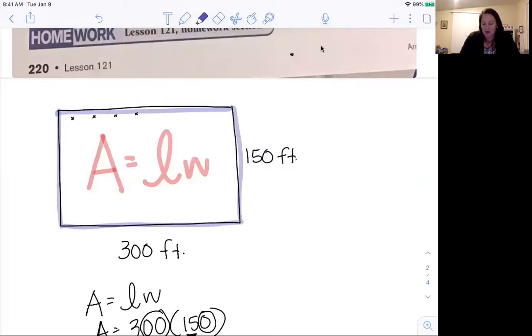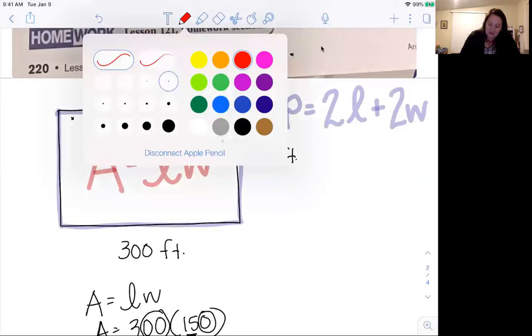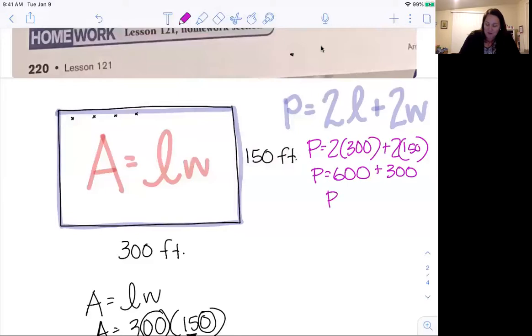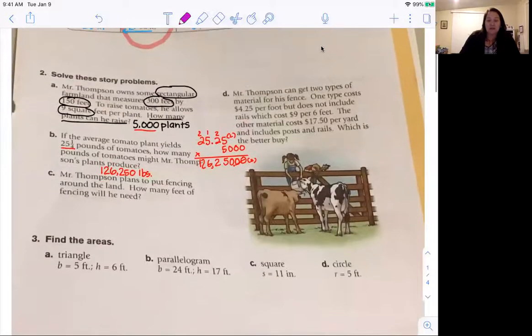It is called perimeter. So perimeter for a rectangle is 2L, good, say it with me, plus 2W. Let's figure it out. I'll use a different color. Perimeter equals 2L plus 2W. Perimeter equals 2 times 300, because that's our length, plus 2 times 150, because that's our width. 2 times 300 is 600, and 2 times 150 is 300. Perimeter equals 900 what? Feet. He needs 900 feet of fencing. Wow, that's a lot of fencing.